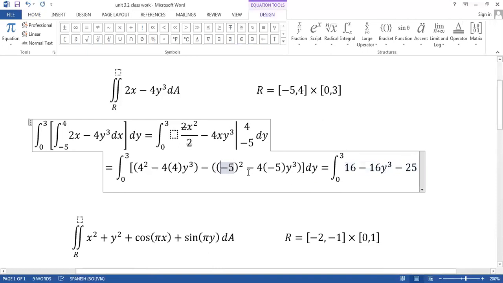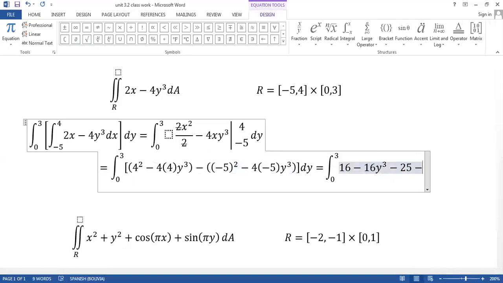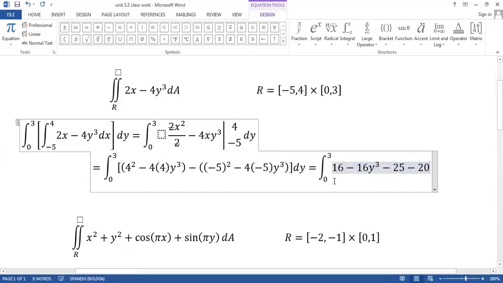Negative 4 times 5 is minus 20. Minus 20 times this negative gives us a positive 20. A positive 20 times this minus gives us a negative 20y cubed. Agreed? All right. Negative 20y cubed.